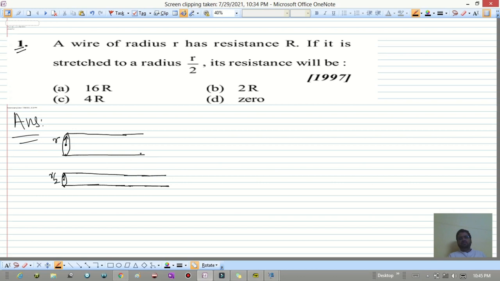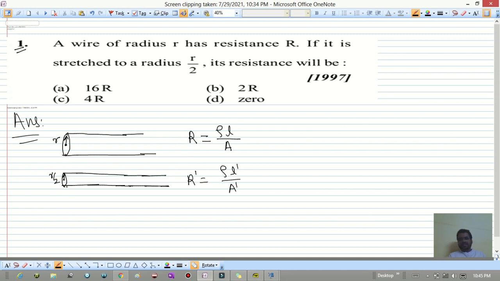Radius becomes r by 2. So for the first wire we have the resistance R equal to rho L, where L is the length of the wire, divided by the area A, and for the second wire R dash is equal to rho L dash divided by A dash. That indicates the resistance depends on length and area of cross section.